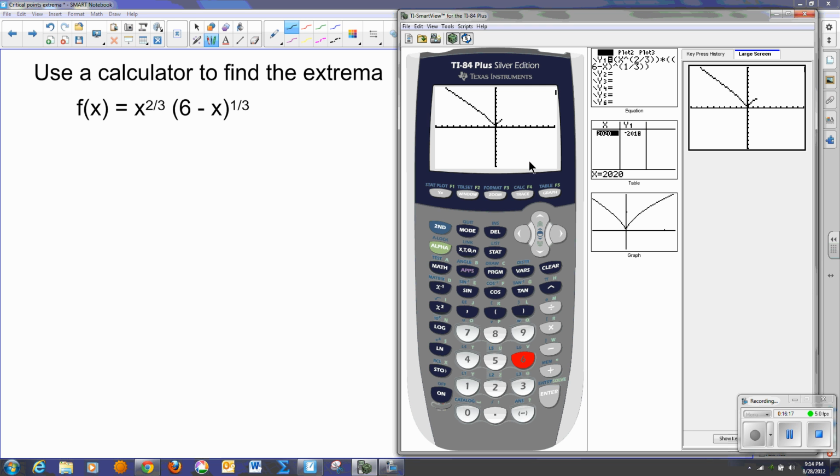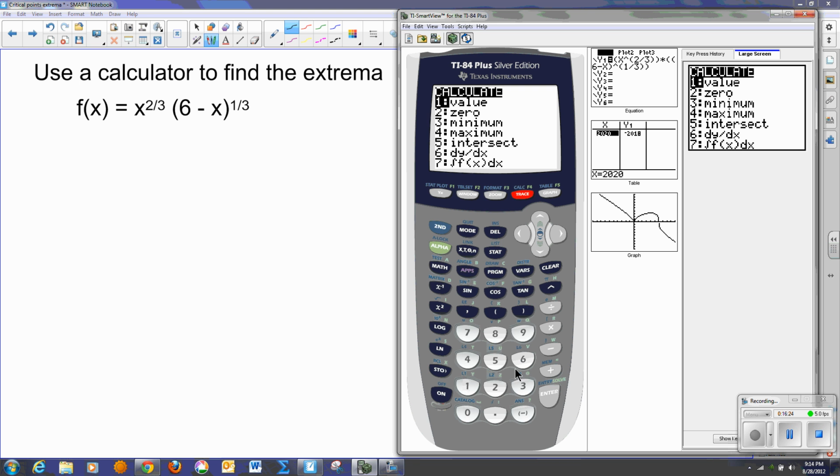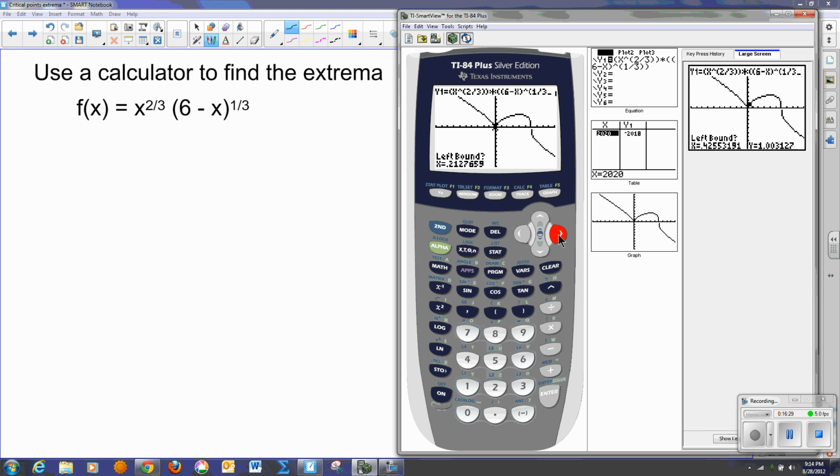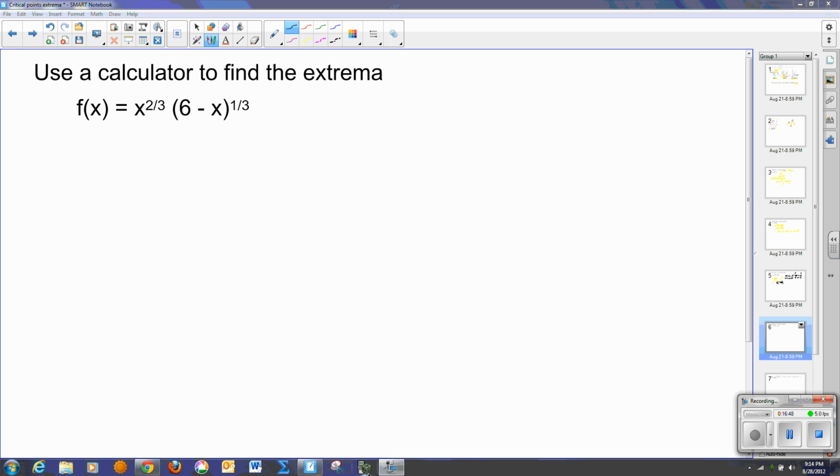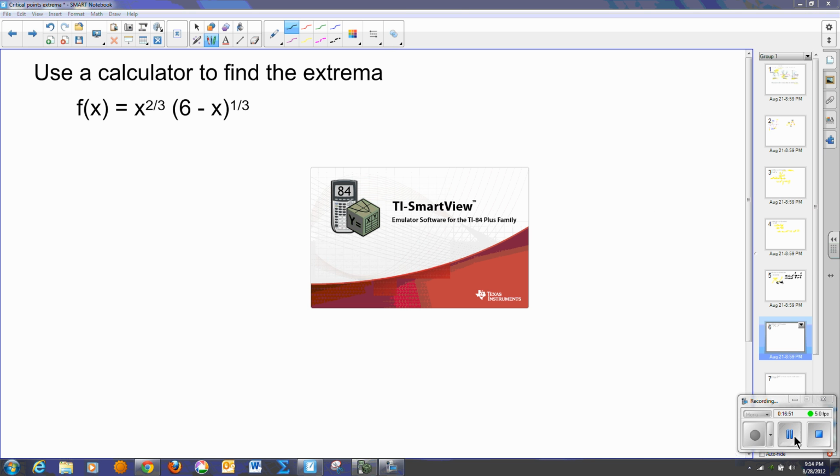So I'm going to use the calculator to find this rounded portion over here. I'll go second, calc. I'm going to find a relative max. I'm going to go to the left of that, hit enter. To the right of that, and my calculator just went away. Wonderful. I should probably reload this. Sorry. So we'll do that.